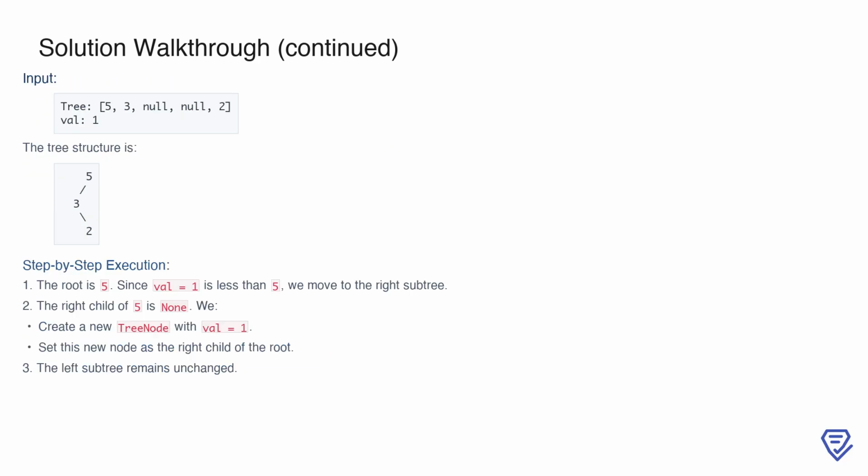Now, let's look at a case where the new value is smaller than the current root. For instance, if the tree starts with 5 as the root and contains a left-skewed structure of 5, 3, and 2, and we are tasked with inserting the value 1, the process involves traversing the right subtree. Since the new value, 1, is less than the root value, 5, we move to the right child. Here, the right child is empty, so we create a new node with value 1 and assign it as the right child of the root. The left subtree remains unchanged.